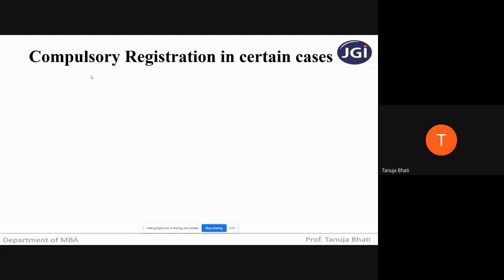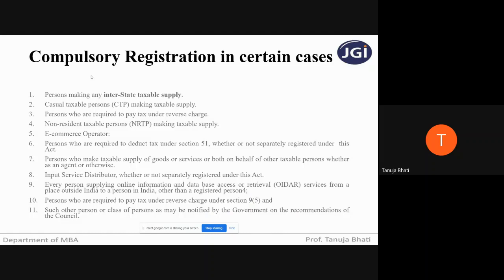So let us understand. First one, persons making any interstate taxable supply. So persons making any interstate taxable supply is required to take registration under GST. However, we have seen that the threshold limit of 20 lakhs, and 10 lakhs in the case of special category states like Mizoram, Tripura, Manipur, Nagaland, is available.